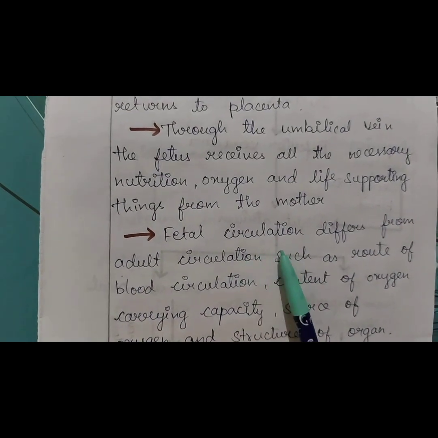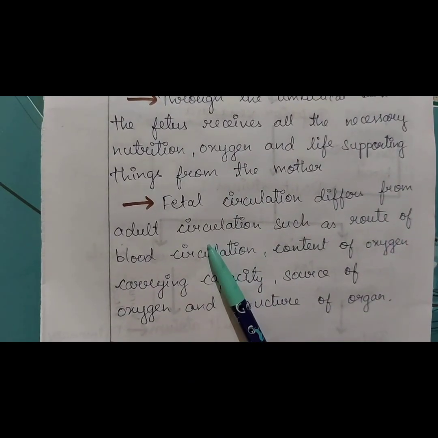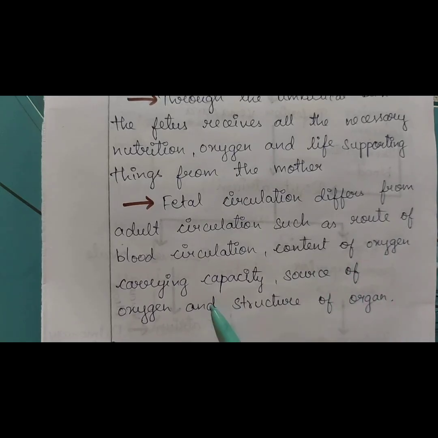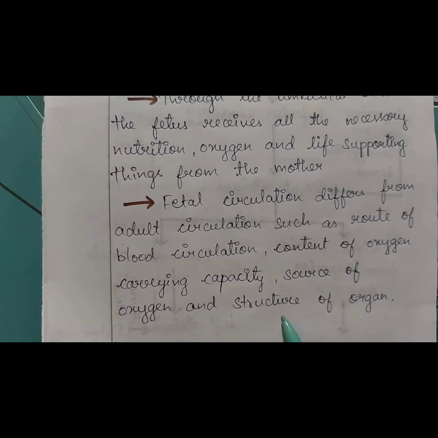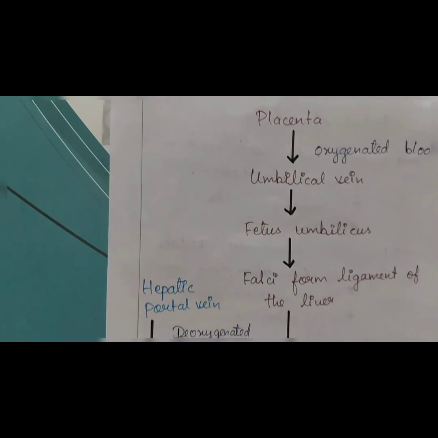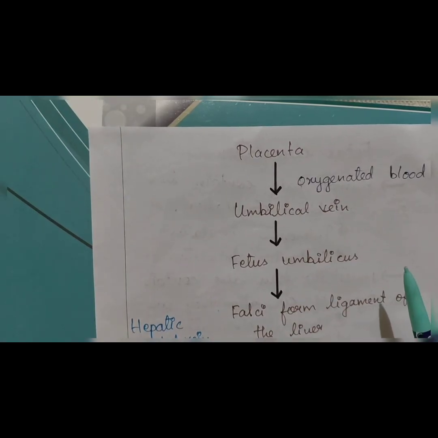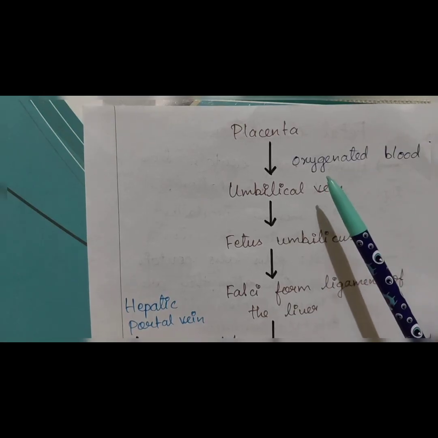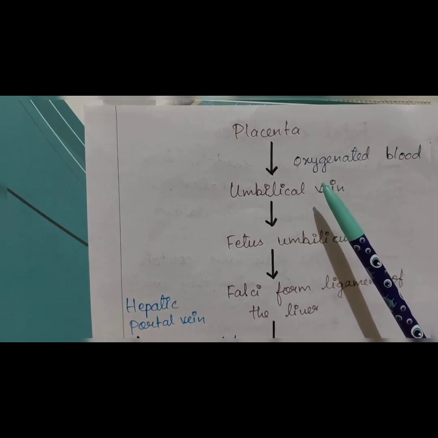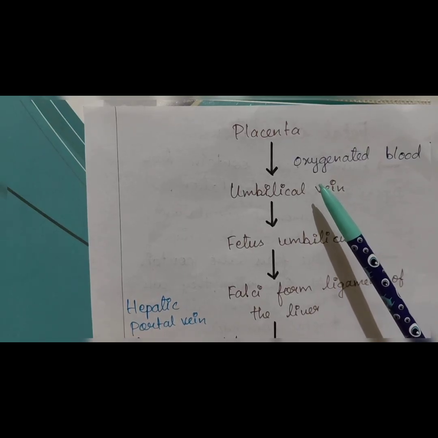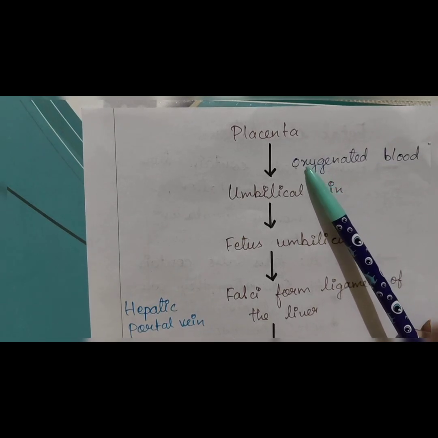And next, fetal circulation differs from adult circulation in route of blood circulation, content of organs, carrying capacity, source of oxygen and structure of organs. All the things will be different from the adult circulation. So now we'll see how the process of blood circulation occurs in the placenta. The same work that the heart does in the human body is done by the placenta in the fetus.